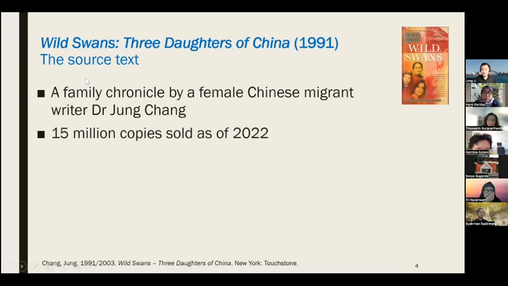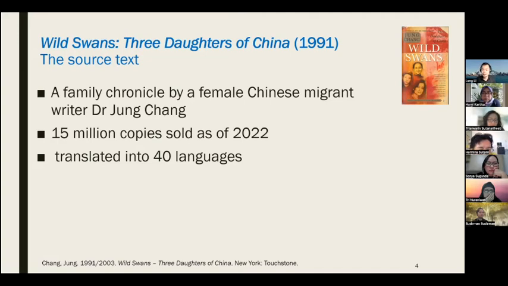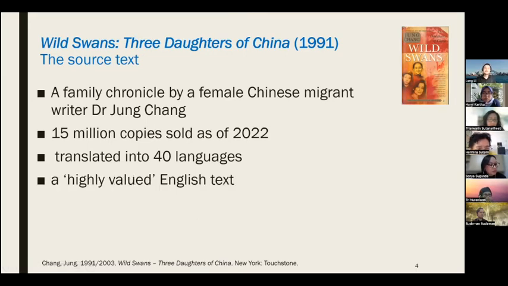As of this year, 15 million copies have been sold internationally, making this book one of the best-selling family chronicles in the United Kingdom, not just by a Chinese writer, but by any British writer. So the sales figure is astronomical. It has been translated into over 40 languages, which again is astonishing. But of course, we know that any book that tends to sell well in English-speaking countries will be translated into many languages, because English is a dominant language in the world. So we can safely claim that this is a highly valued work in the English language.